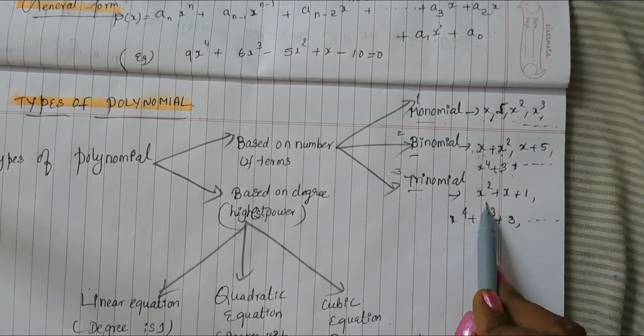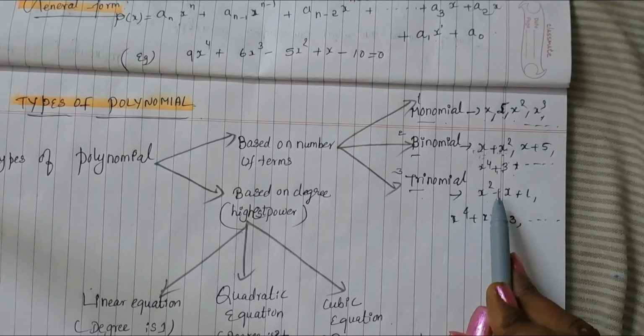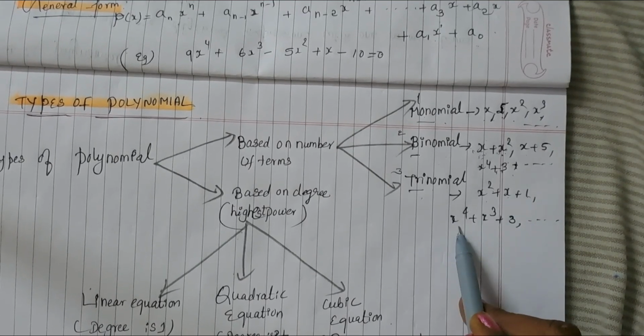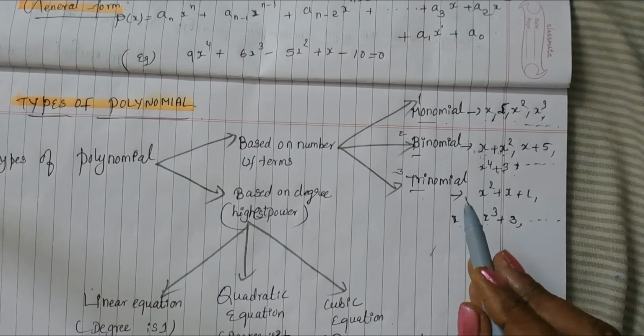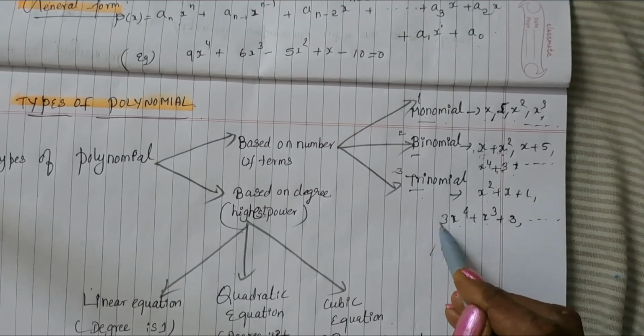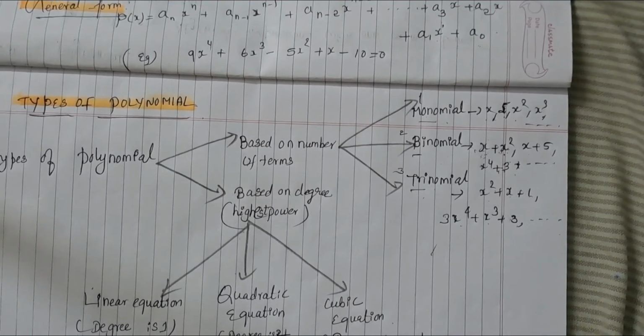If three terms are present, then you can say it's a trinomial. X square, x, 1, or x power 4, x cube plus some constant. So three terms, 1, 2, 3. It may contain some coefficients also, like 3, any coefficients will be there.